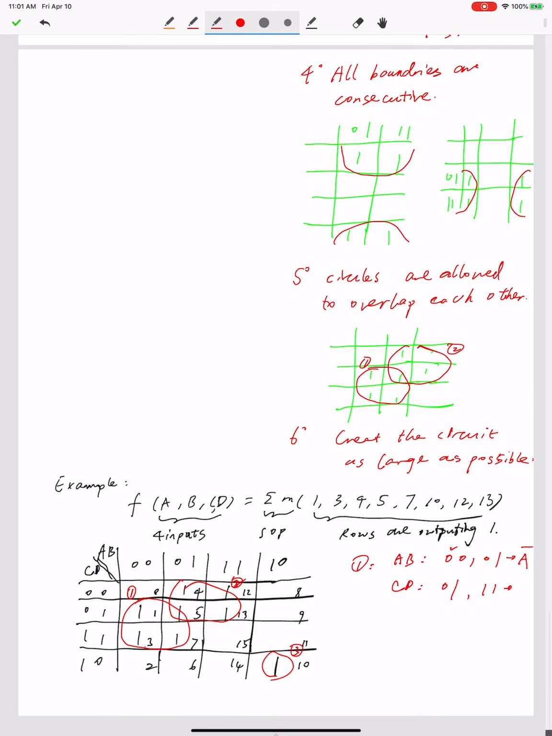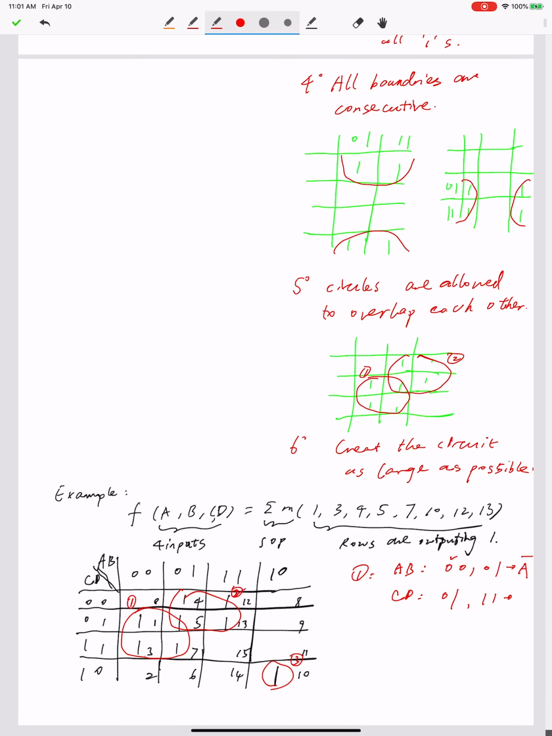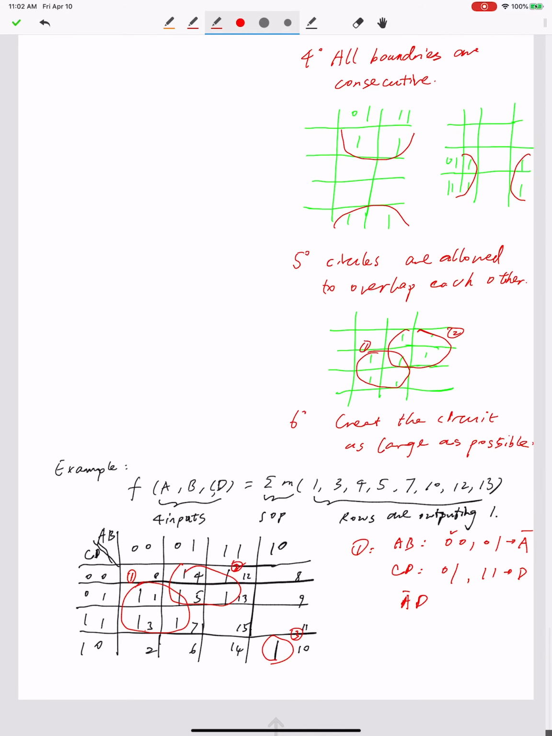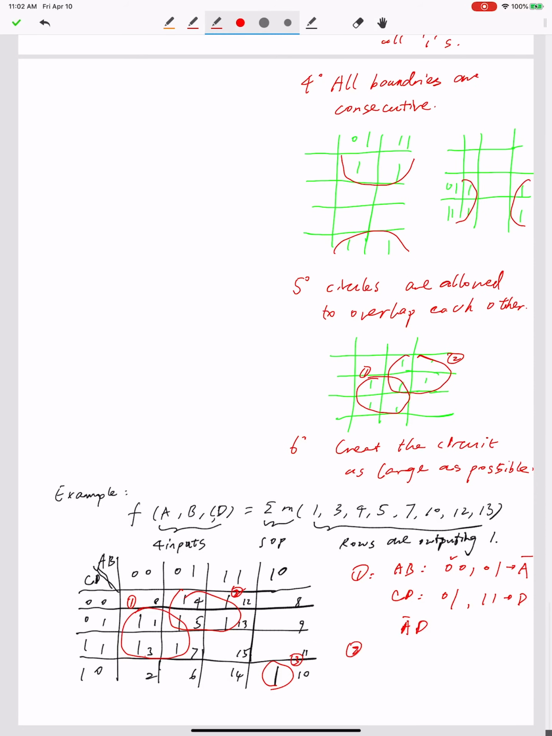So that's A bar. And for CD, what's the unchanged variable? That is D, and D is always 1. So the result is going to be D. And then the representation of circle 1 is just A bar times D. Okay, it's a logical product. And for circle number 2, we repeat this process.